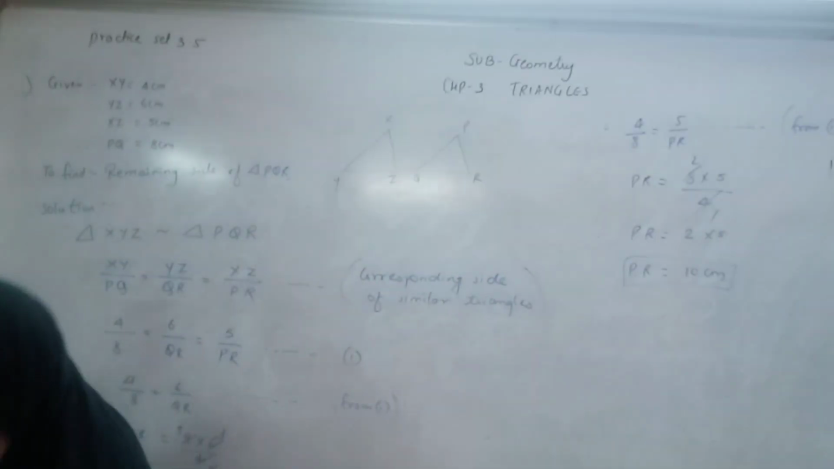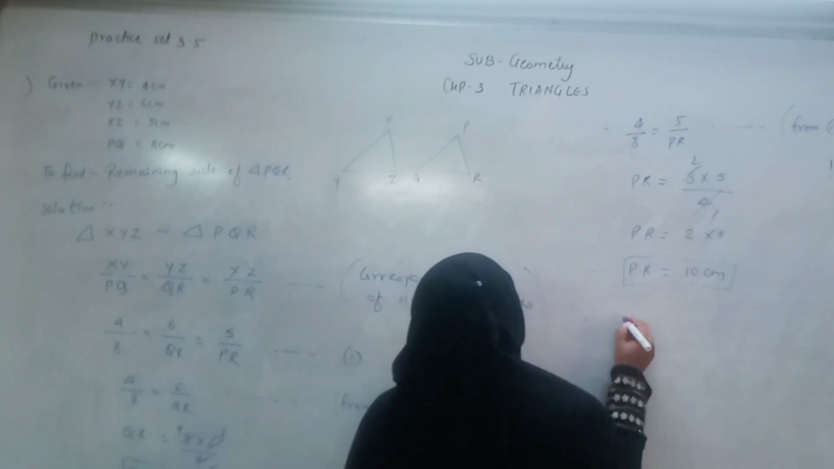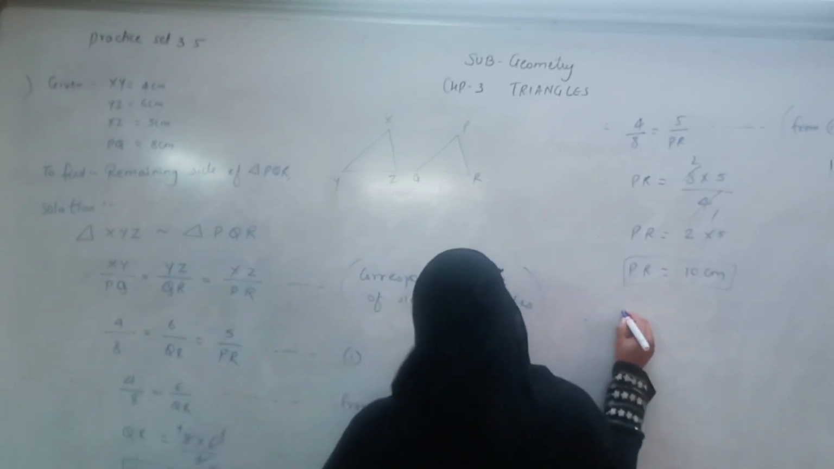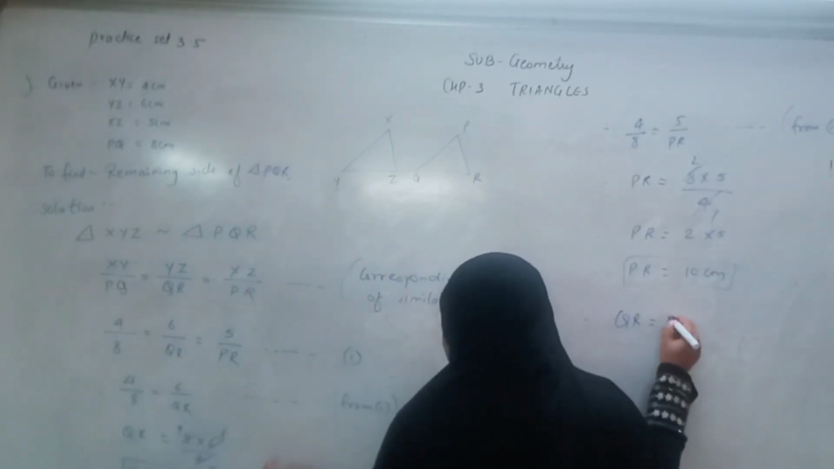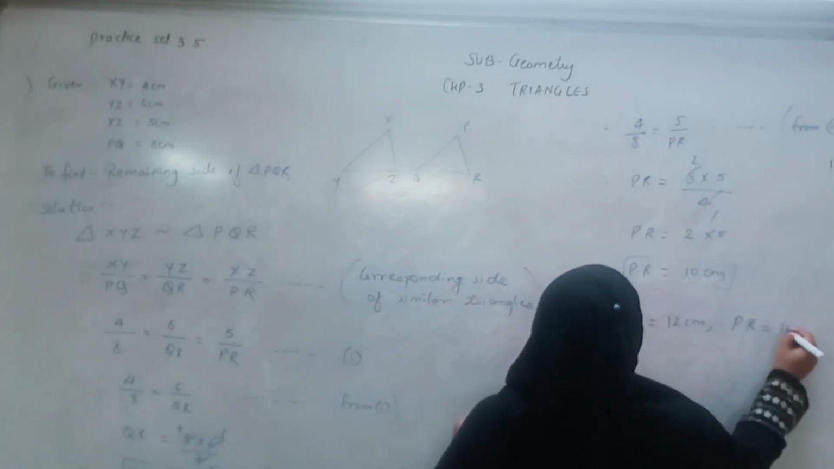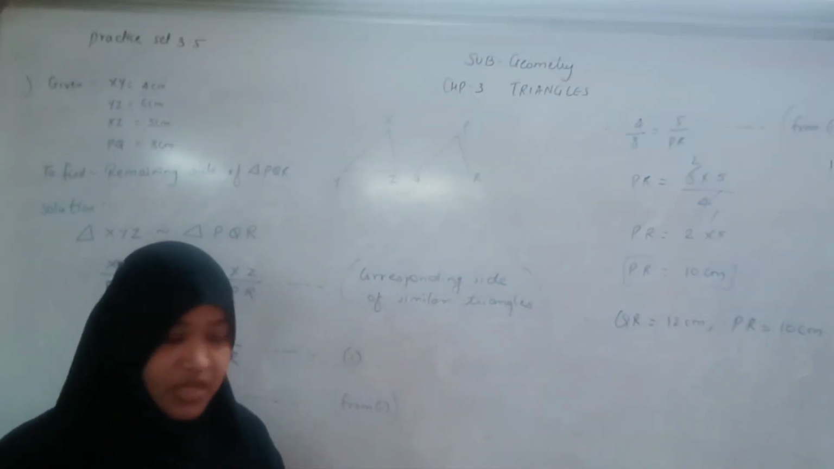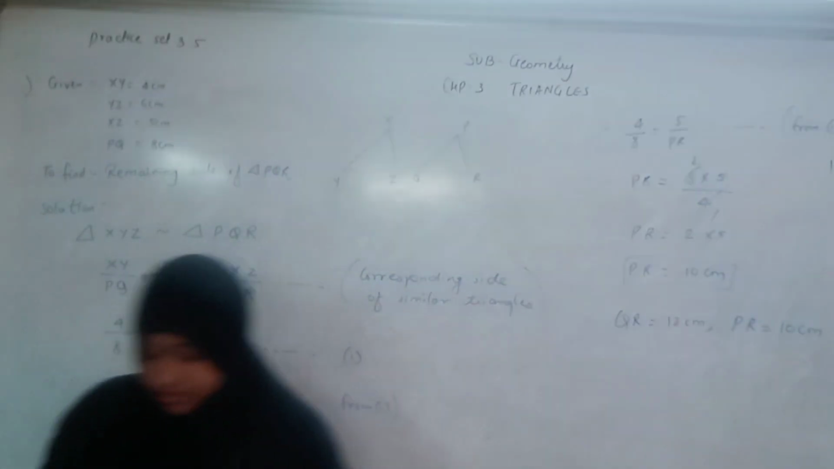Done, students? Now what are the questions they asked? They asked QR equals 12 centimeter and PR is equal to 10 centimeter. Right? So that is your second question. Do it first.